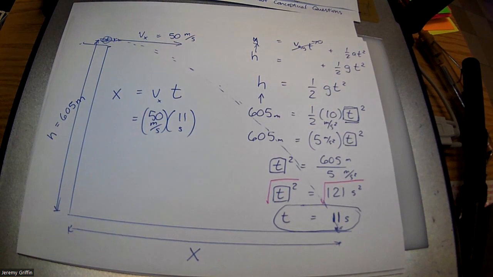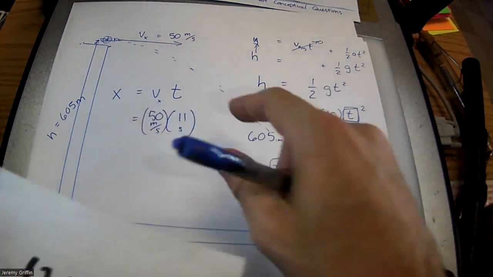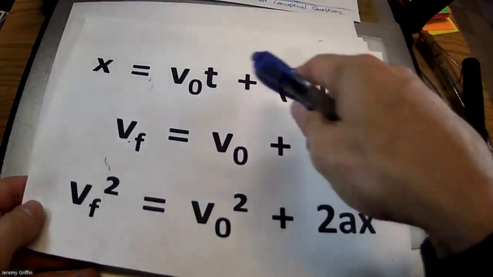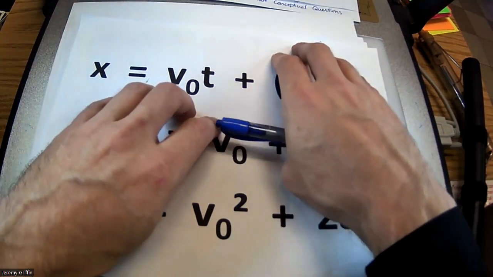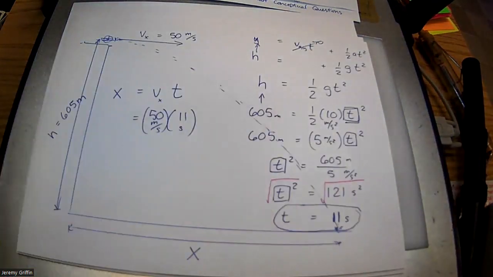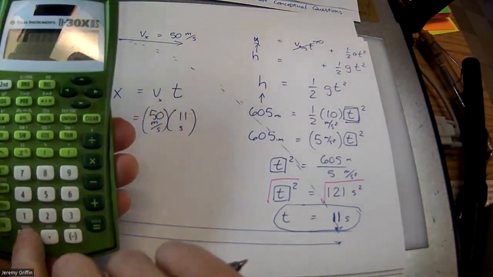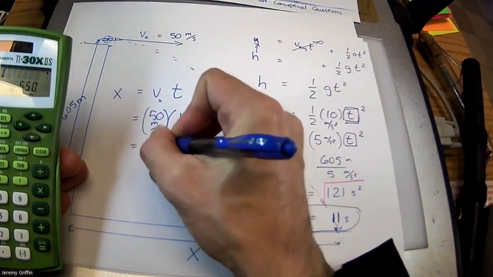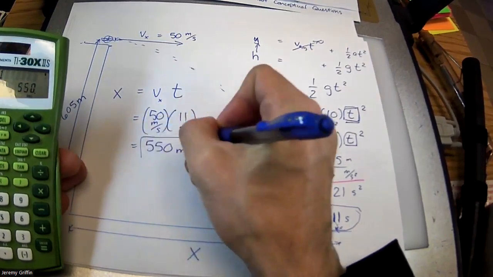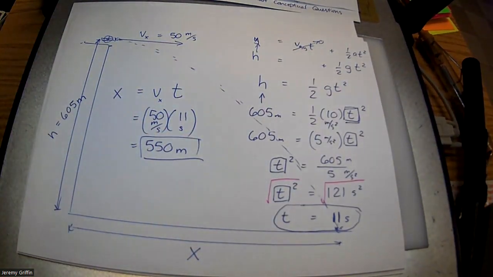Oh, you know what I meant to mention too, just super overkill, is that x equals vt is also a modified version of this top equation, if acceleration is 0, which it is horizontally, so it just boils down to x equals vt. Right. Okay, so a little overkill there. But, all right. And now all I need is this here calculator. We do 50 meters per second for 11 seconds. That gives me 550 meters. Ba-boom.